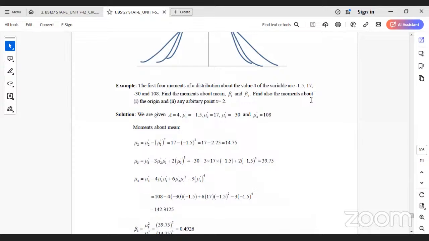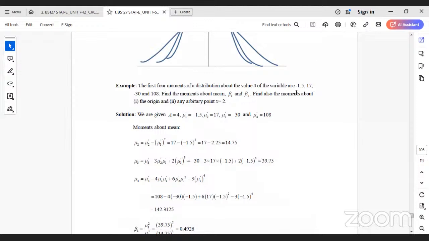So see here, the first 4 moments of a distribution about the variable x = 4 are minus 1.5, 17, minus 30, 108. Find the moments about the origin, beta 1, beta 2, and also about the arbitrary origin x equal to... In the practical class also I told you.